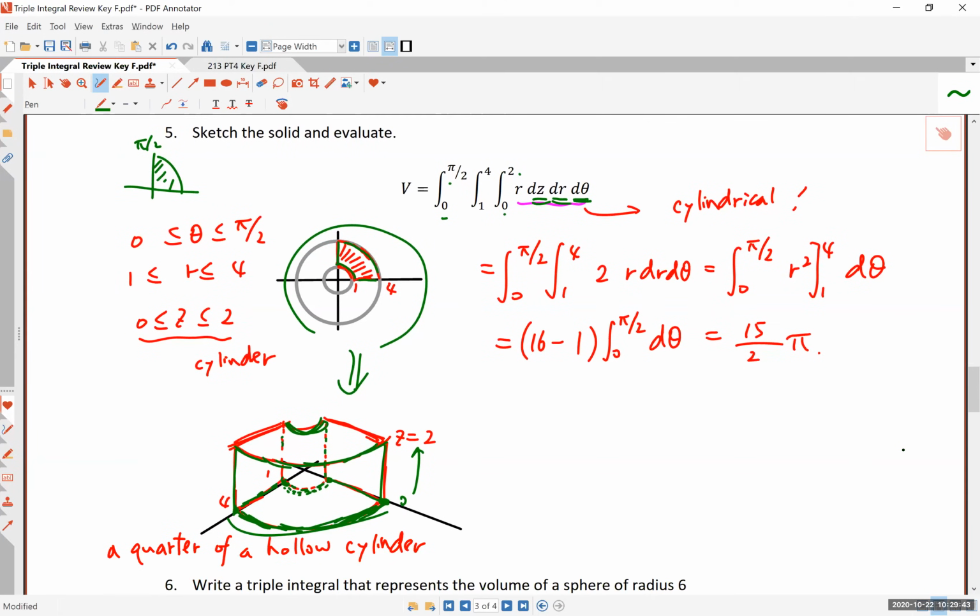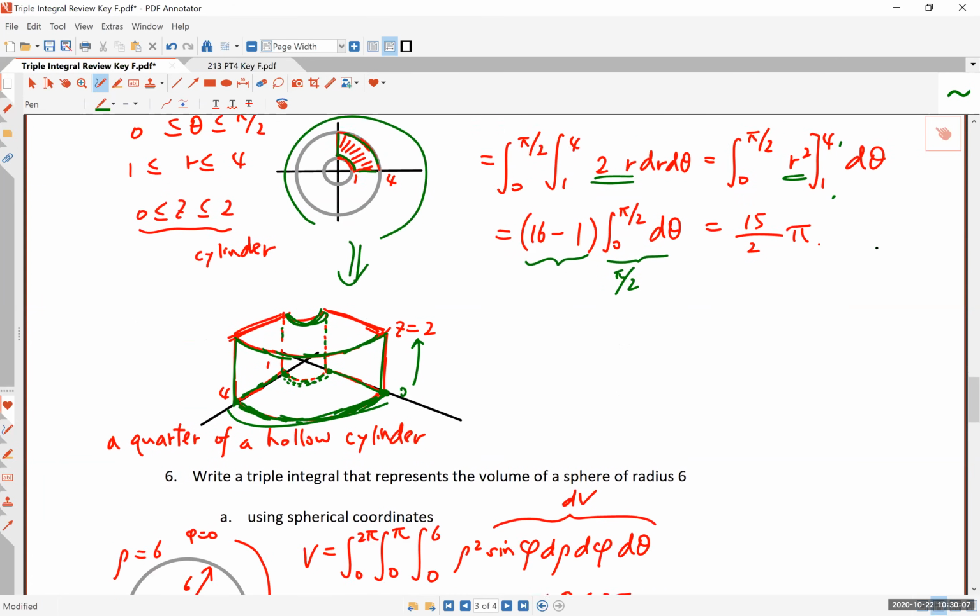Evaluate. I think the evaluation is easy. You have this r. First you integrate with respect to z, so you just get 2r. And then in the next step, it becomes r squared because you integrate 2r with respect to r. Plug in 4 and 1, you get 16 minus 1, which is 15. Take it outside. This part will just give you pi over 2. So the answer is 15 over 2 times pi.